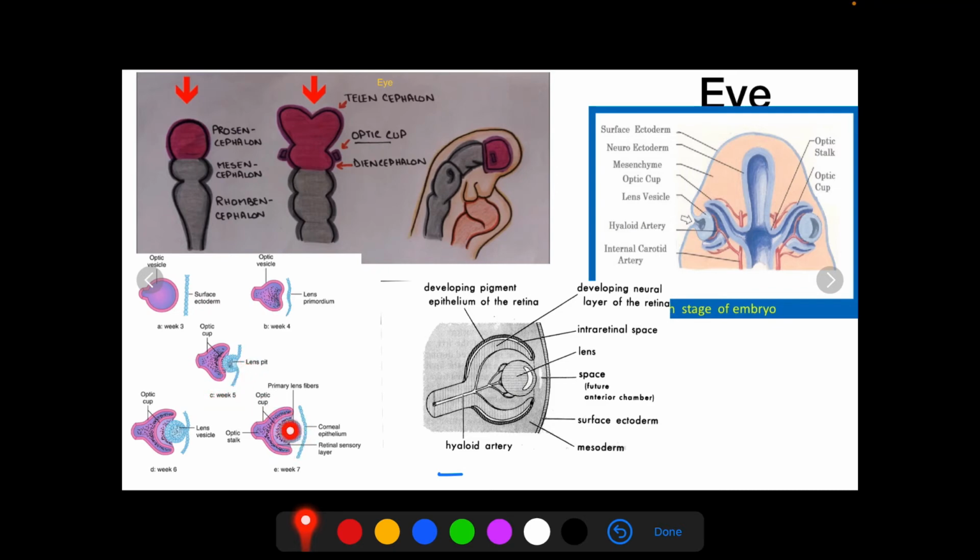So the origin of the lens is from the surface ectoderm, and the remaining parts that formed from the diencephalon, the inner parts, will form the retina and ciliary process. So the origin of the retina and ciliary process is from the diencephalon, and by continuation, the diencephalon is part of the central nervous system, brain, and will be neural tube. And we don't forget that all the vessels and muscles originate from the mesoderm.